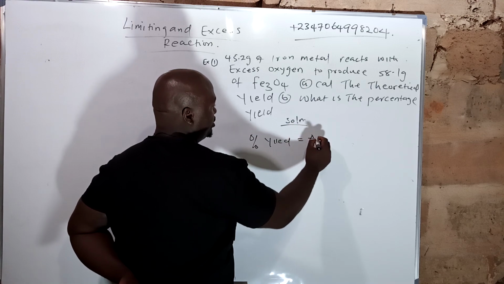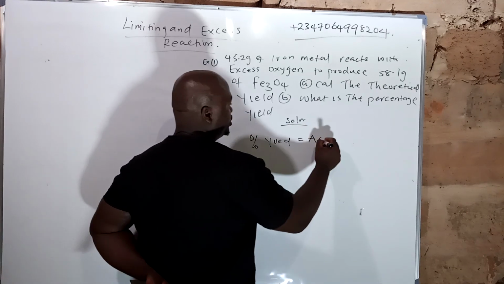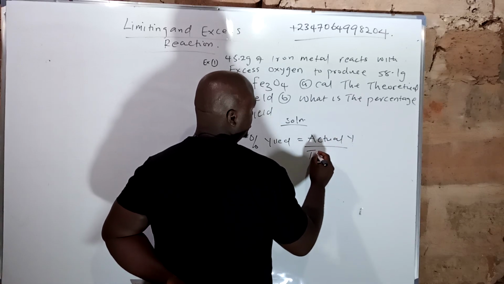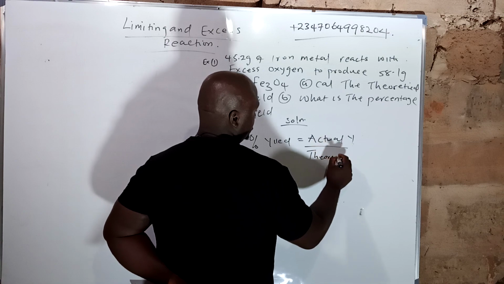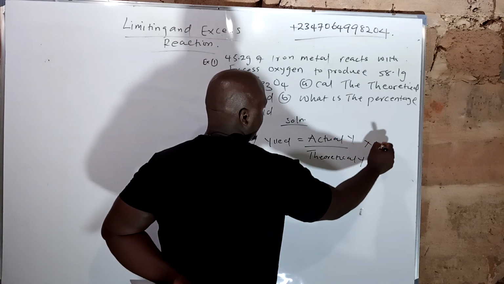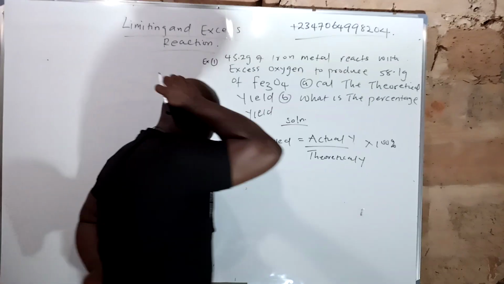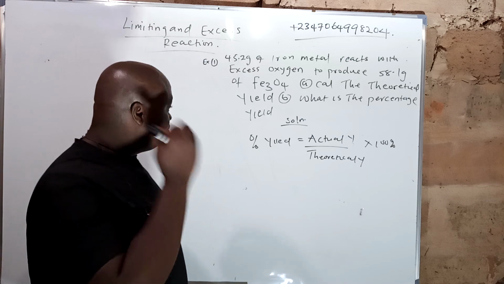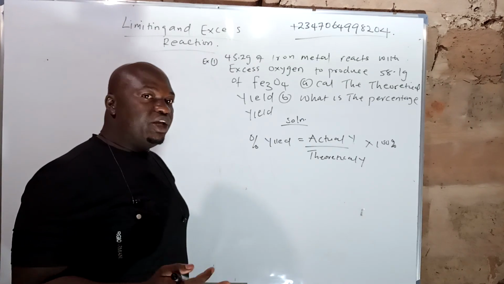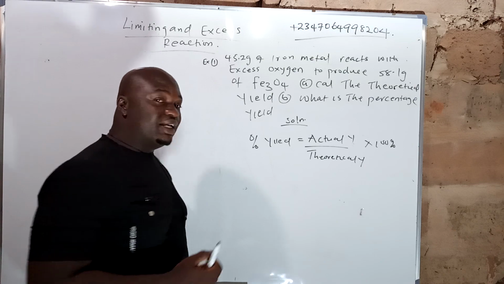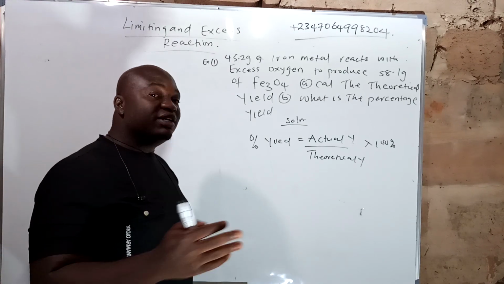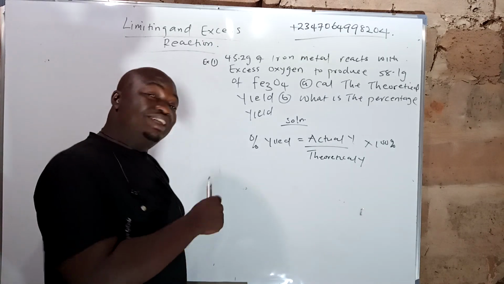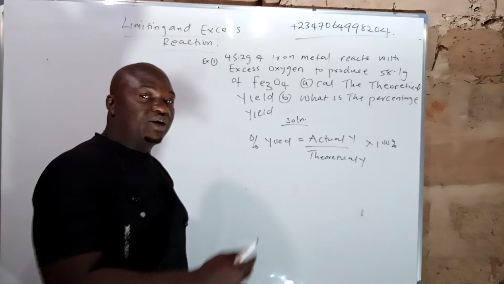is actually: percentage yield is equal to the actual yield all over the theoretical yield times 100%. So percentage yield is the actual yield all over the theoretical yield times 100. Now, when you have a question like this, the actual yield is always given to you in the question, but the theoretical yield is the one you need to calculate.